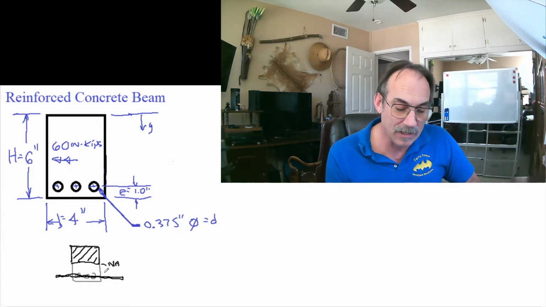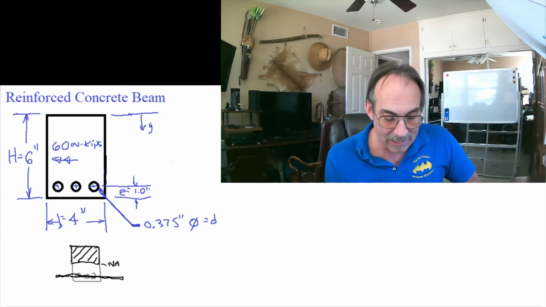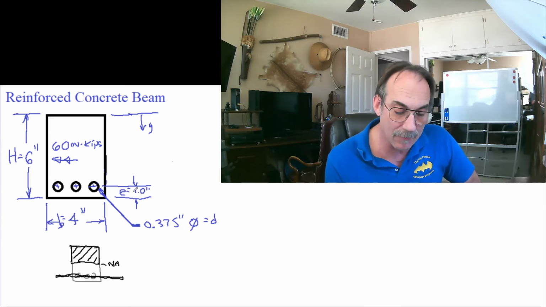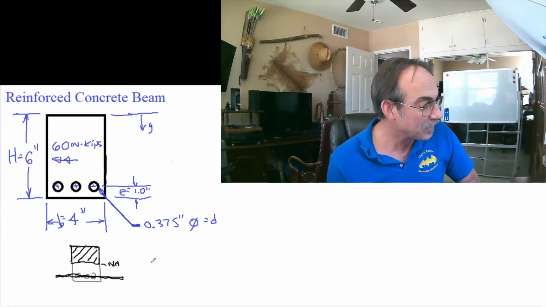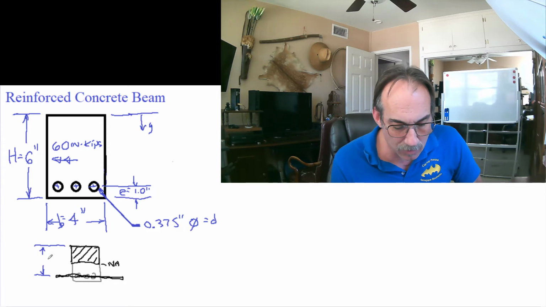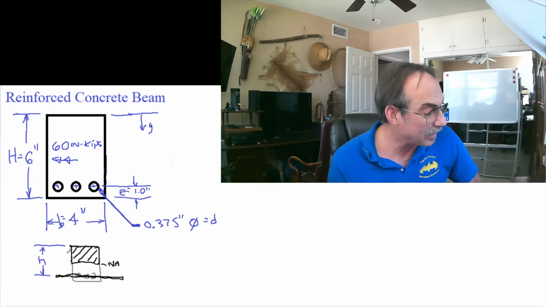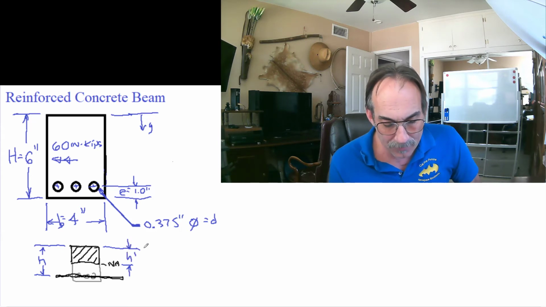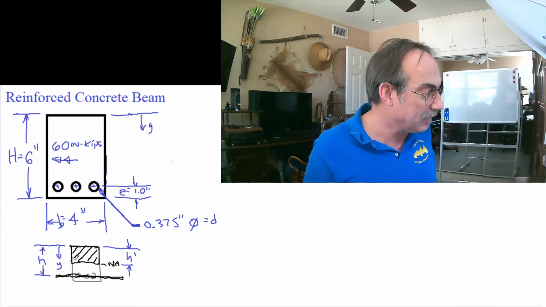Now, we're going to take this nomenclature that we used above and augment it. We called H the depth, B was the width, E was the distance from the bottom to the center of the rods. We're also going to define the distance from the top to the center of the rods. We're going to call that H, and we're going to call the distance from the top of the beam to the neutral axis H prime. And once again, our Y is going to be calculated from the top of the beam downward.